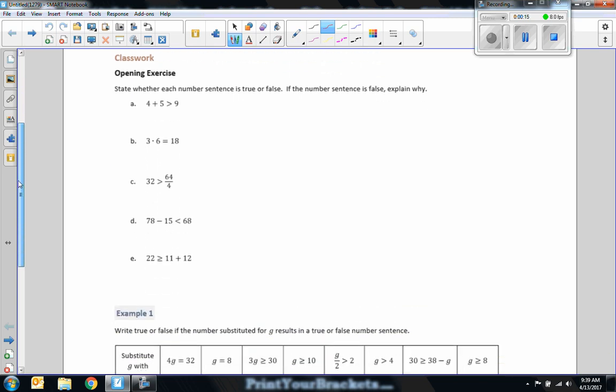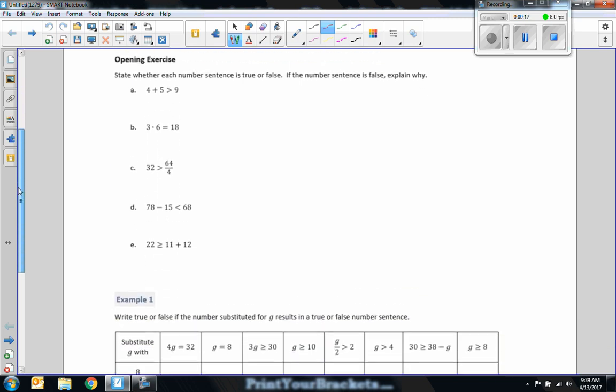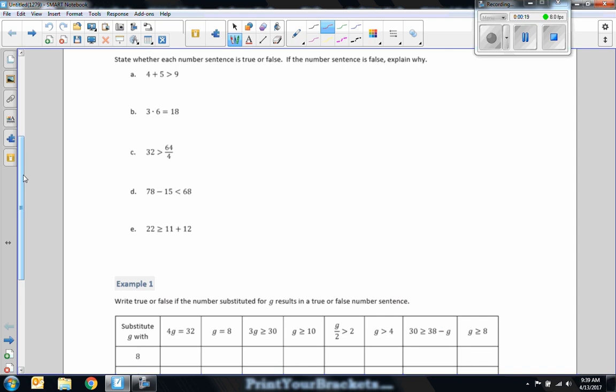So we're starting off with a classwork opening exercise, and it says to state whether each number sentence is true or false. If the number sentence is false, explain why it is false. So pause the video, do these 5, and see if you get the right answer.